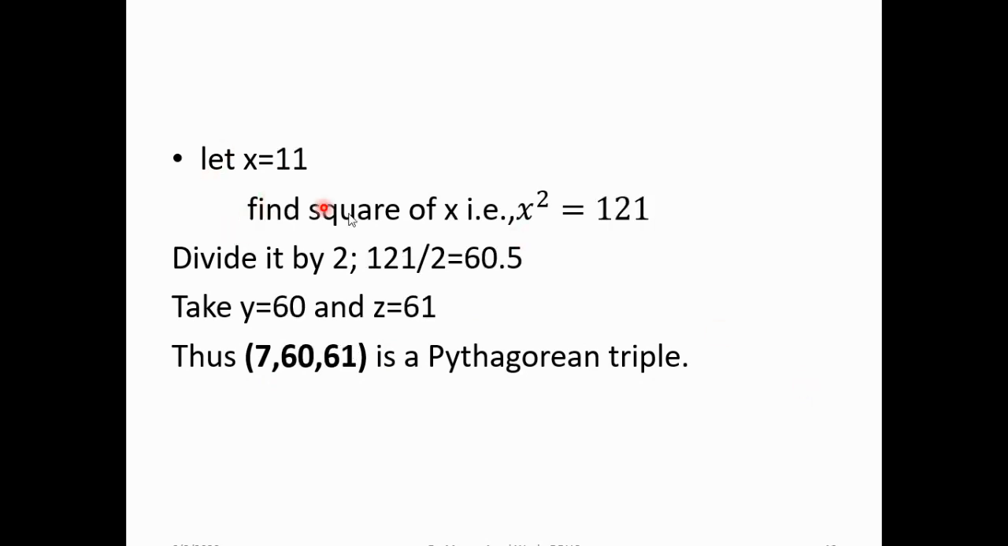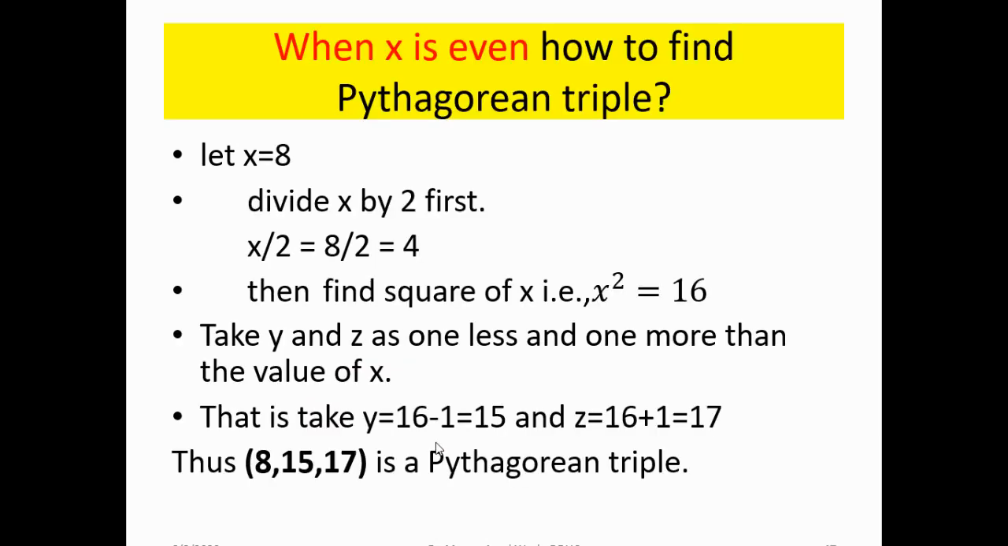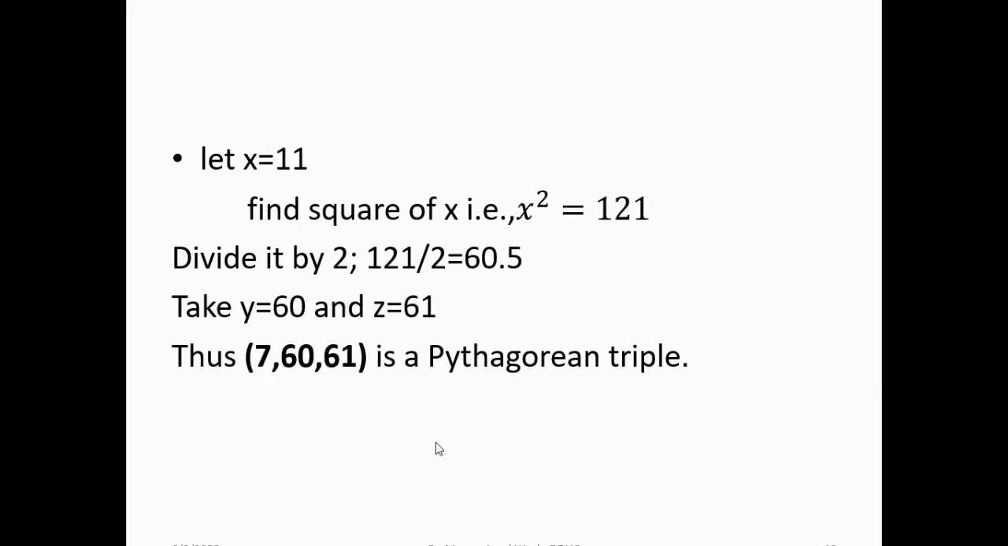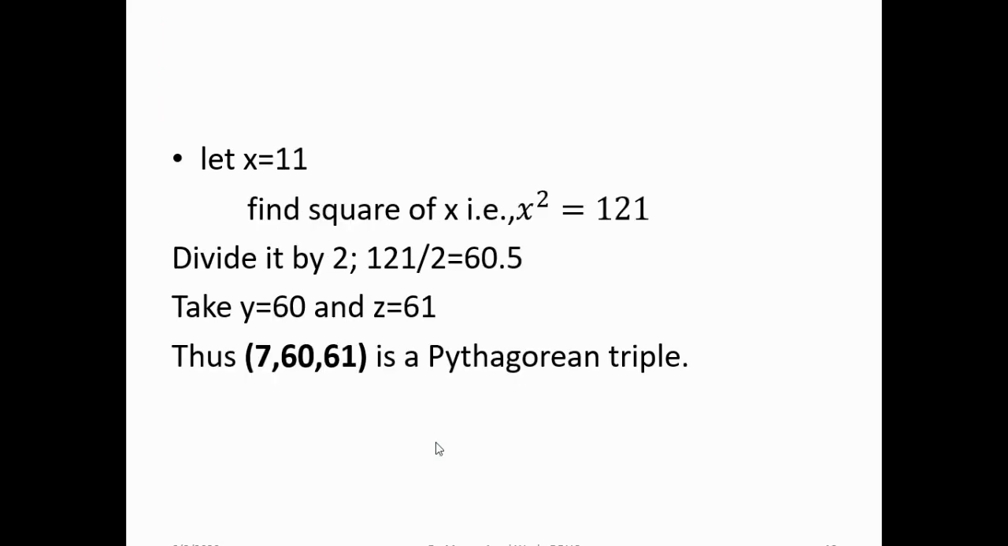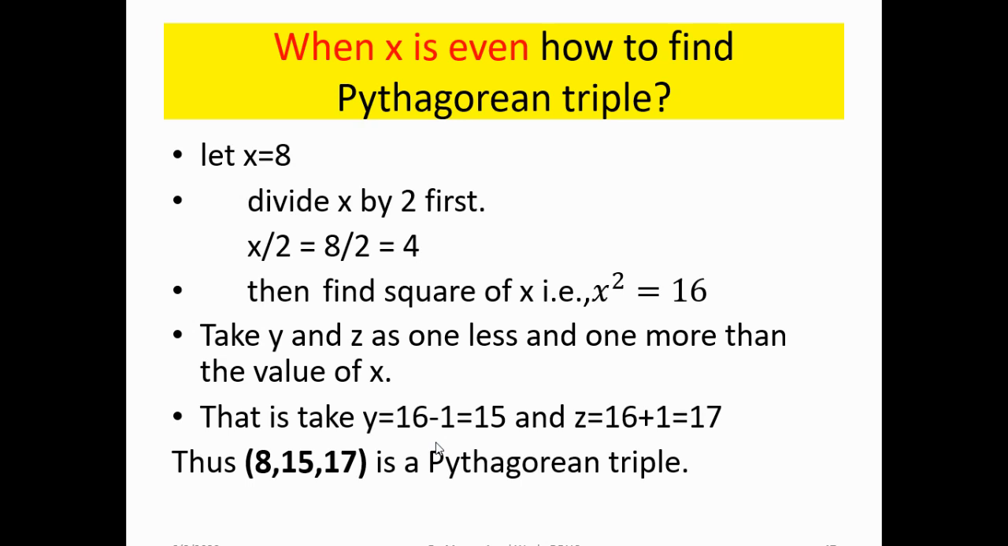Consider this case also. x is 11, find its square, that is 121, divided by 2, that is 60.5. So y will be 60 and z will be 61. So 11, 60, 61 will be a Pythagorean triple. Now we were considering x odd, but now x is even. Then how to find a Pythagorean triple? This method will not work. We have to do it a little differently.